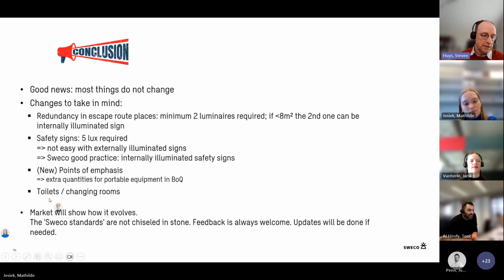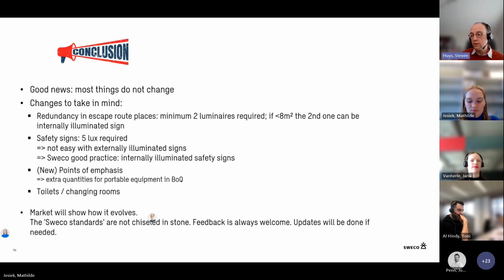And then the toilets, I think we previously applied it already in a certain kind of way. The changing rooms are a bit new, maybe, especially between the 0.5 and the 1 lux, which is not clearly written in the standards, but with the examples that Mathilde has shown, we think it is clear now. And the market, it's a first throw that we now do. The market will show how it evolves, we think.